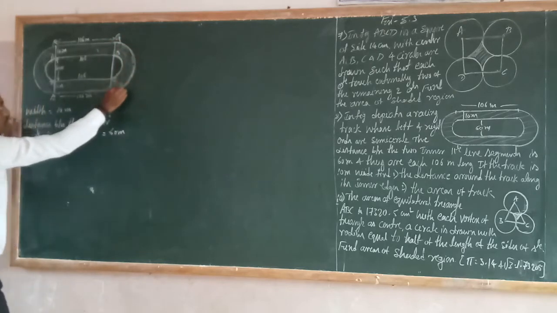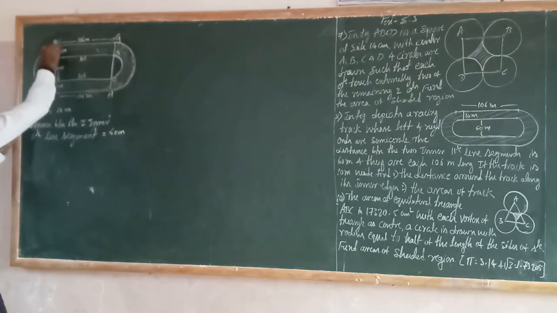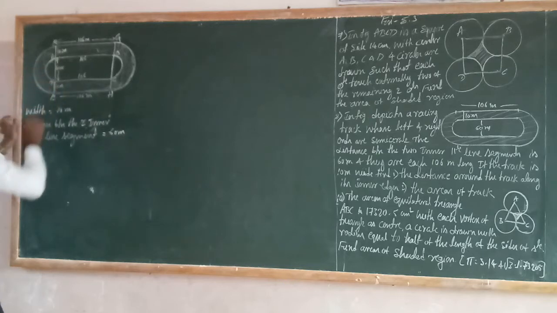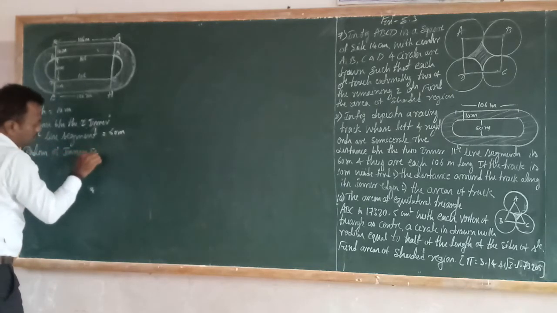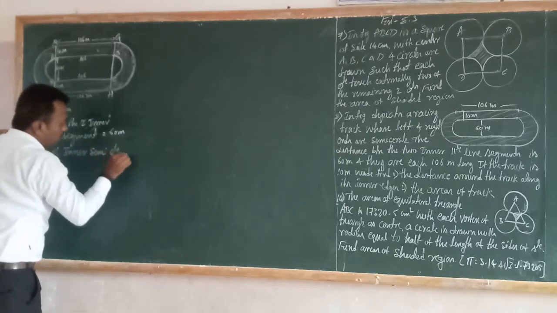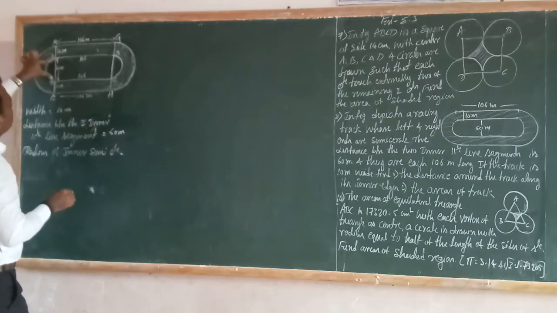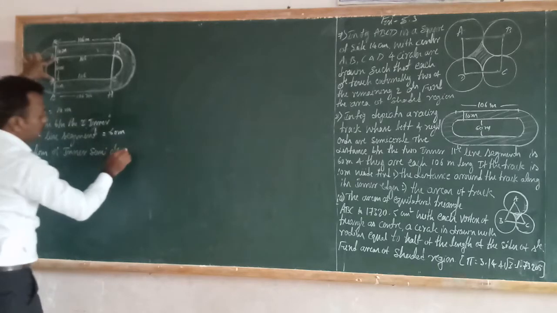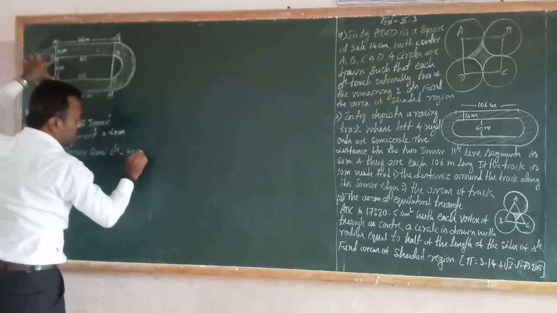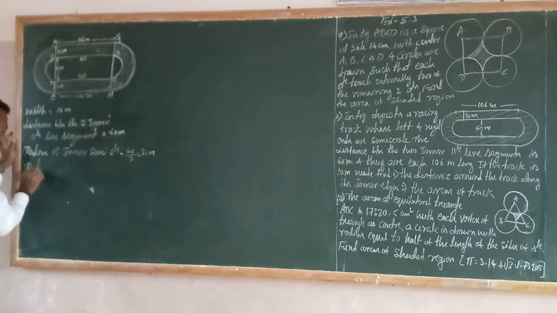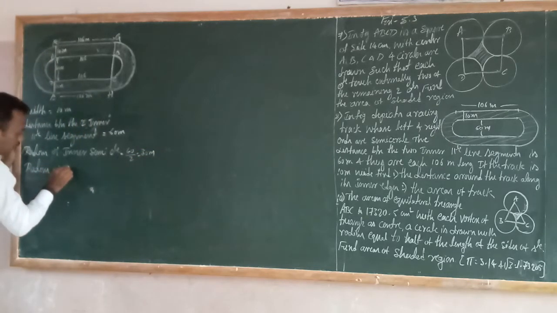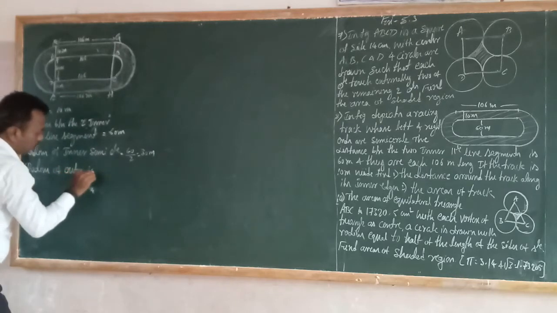So the radius of the inner semicircle first. What is the diameter of the inner semicircle? 60. 60 by 2 becomes 30 meter. This is the inner semicircle. And the radius of the outer semicircle. How are we calculating the diameter of the outer semicircle?